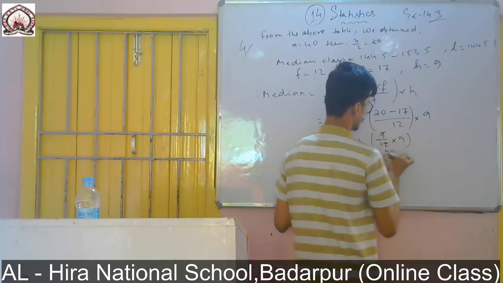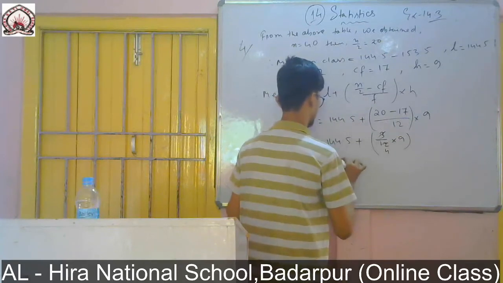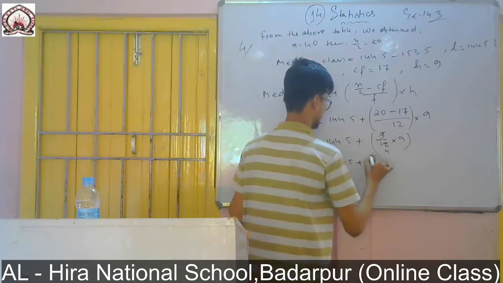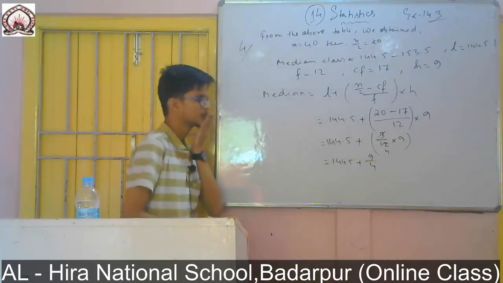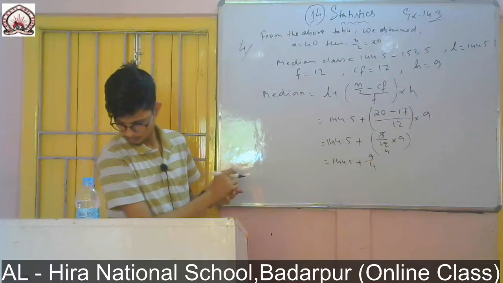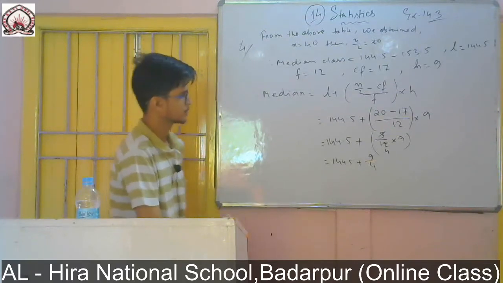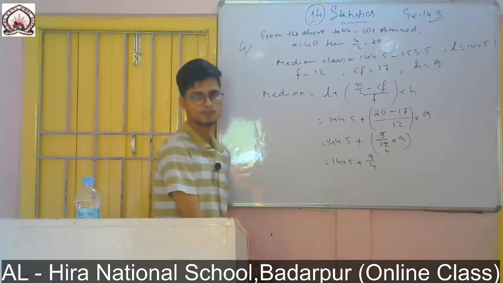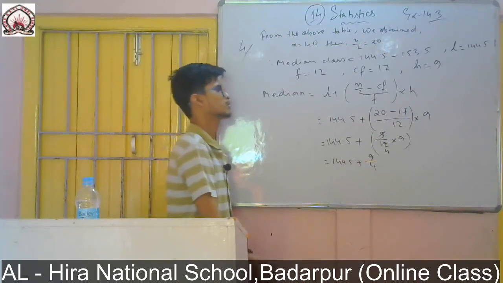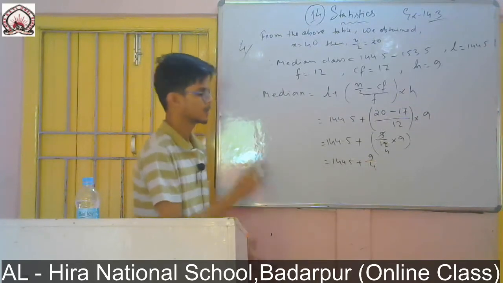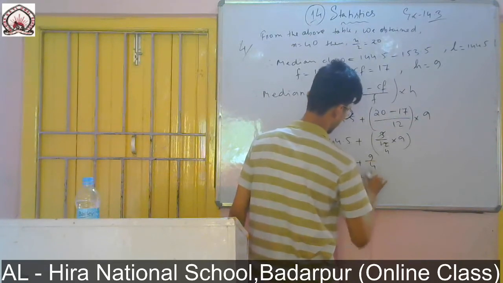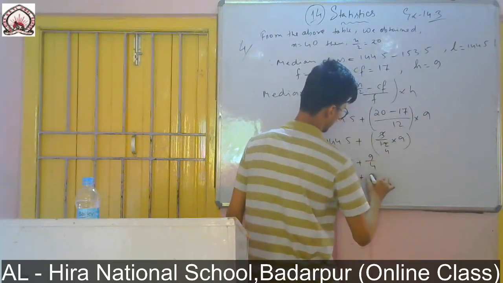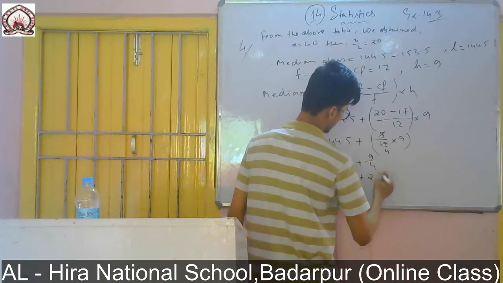So 3 fours are 12, so 144.5 plus 9 by 4. Now 9 divided by 4: if I divide 9 by 2, it is 4.5, that is 4.50. If I divide again, it will be 2.25. So 9 divided by 4, directly you can write, if I divide it, 4 twos are 8, then like this, 2.25.